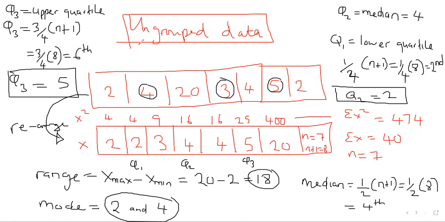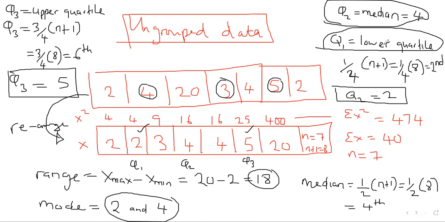We went to the quartiles. We started with the lower quartile. The lower quartile is a quarter of n plus 1. So this is a quarter of 8, which is the second position. We got a 2. The upper quartile is 3 quarters of n plus 1. 3 quarters of 8 is the sixth position, which we got as 5. And the median is the second quartile, which is half of 8, which is 4, which we found as 4.